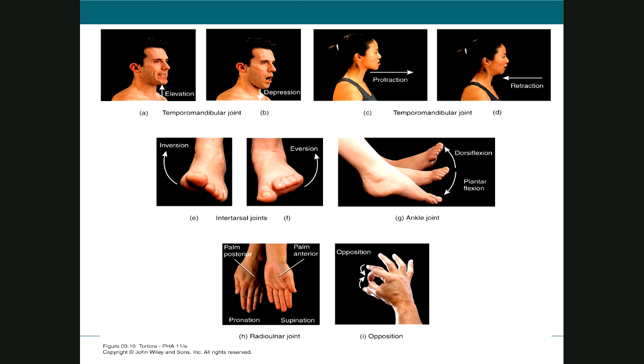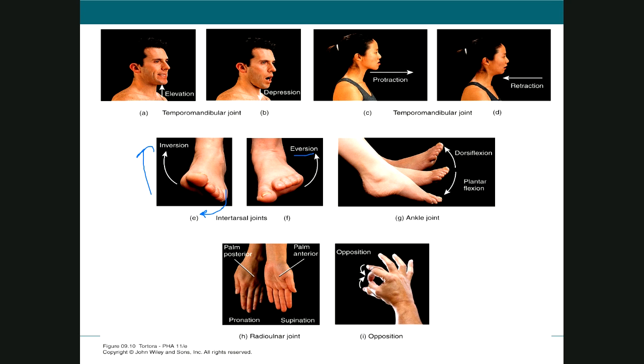So along the temporomandibular joint, elevation and depression. Elevation is bringing your jaw up. Depression is bringing your jaw down. Protraction, bringing your jaw out. Retraction, bringing it in. Related to the tarsal joints, inversion. So inversion, I like to remember it, is the fifth phalange, or the pinky toe, moving in. That's inversion. Whereas eversion, that little pinky toe is going out.